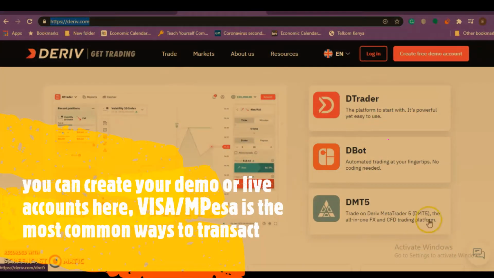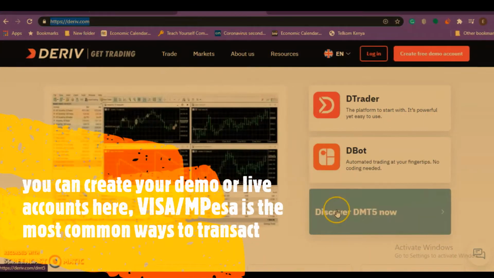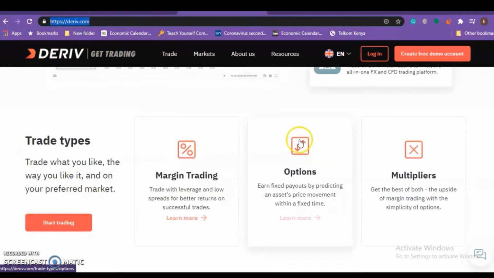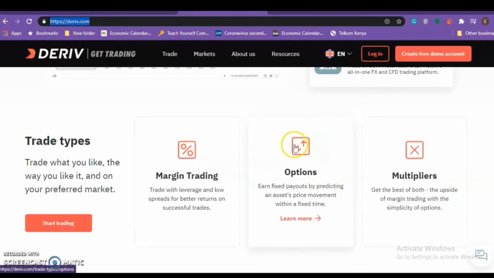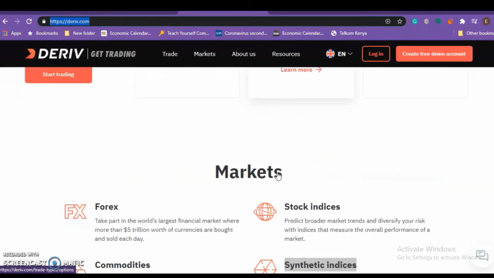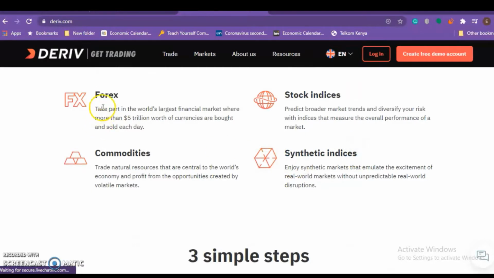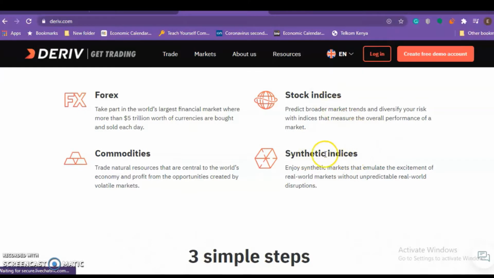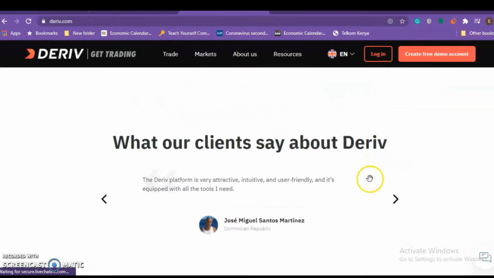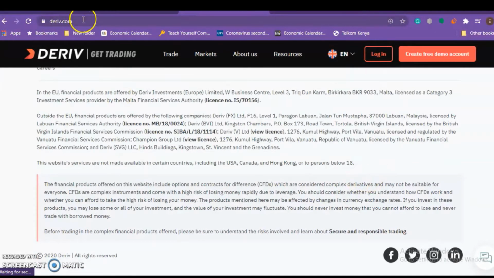The simple platforms they offer to trade include MetaTrader 5 and others. Margin trading, options and multipliers are also available. I used to trade options when I started in capital markets, but nowadays I don't find it that profitable compared to plain old forex. They offer forex, commodities, stock indices and synthetic indices, and today we are going to learn more about synthetic indices. Three simple steps: practice, trade, withdraw. Simple. You can check them out at deriv.com.